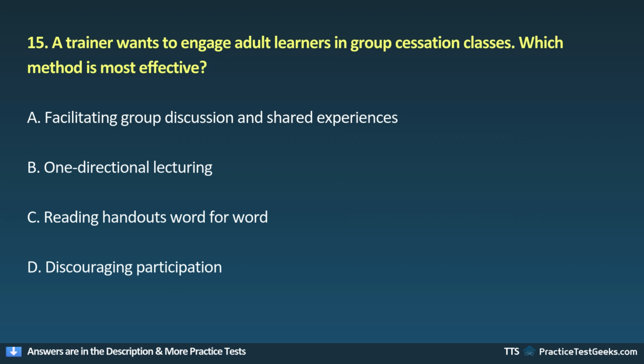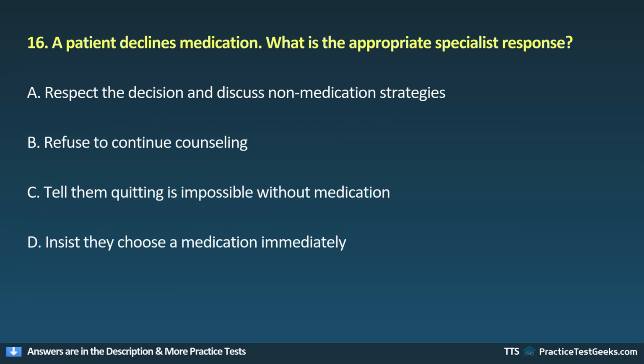15. A trainer wants to engage adult learners in group cessation classes. Which method is most effective? A. Facilitating group discussion and shared experiences. B. One-directional lecturing. C. Reading handouts word for word. D. Discouraging participation.